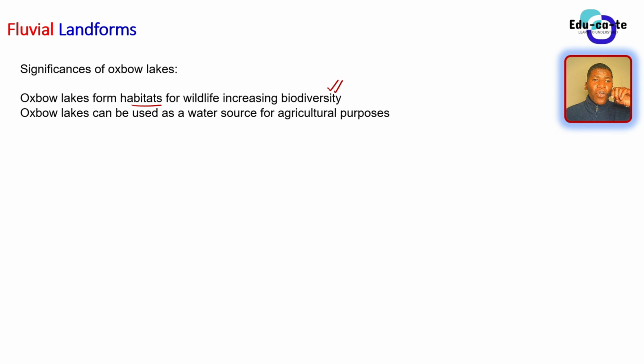And then the oxbow lakes can also be used as a water source for agricultural purposes. And not only for agricultural purposes, you can use the water from an oxbow lake to do many things, industrial activities, and all of those other things that require us to use water. So basically, oxbow lakes, remember that they've got water in them.